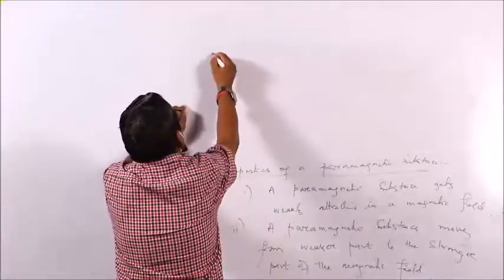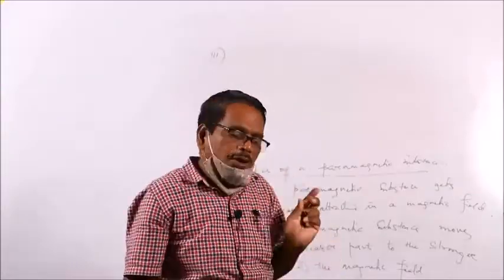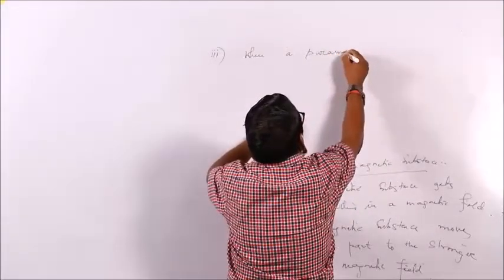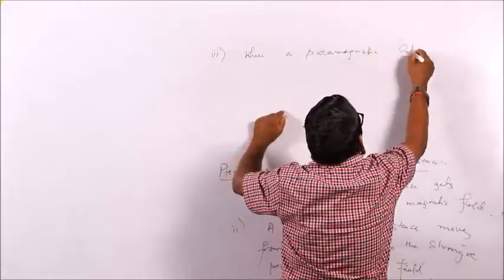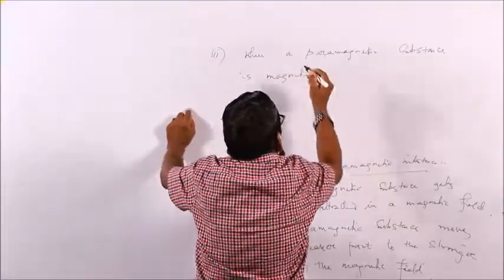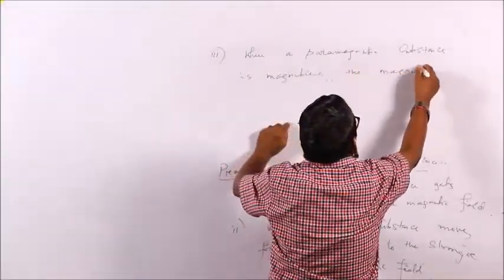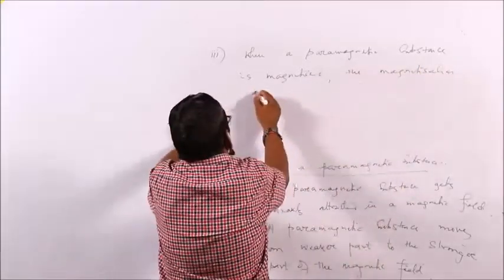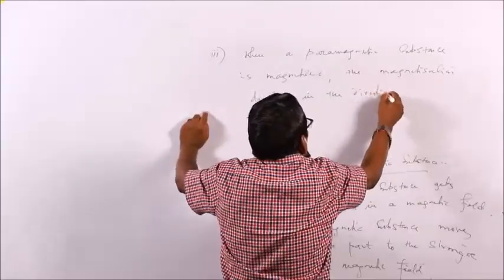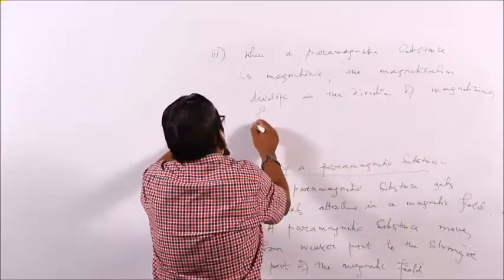Third property. When a paramagnetic substance is magnetized, the magnetization develops in the direction of the magnetizing field.